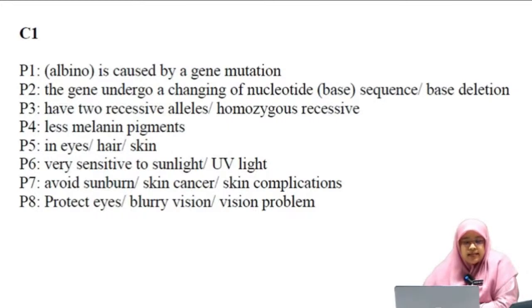P6, why must the albino wear long sleeves? Because the albino is very sensitive to sunlight and UV light. Why must they wear long sleeves? To avoid sunburn, skin cancer, or skin complications. And why must the albino wear protective sunglasses? To protect their eyes from blurry vision or other vision problems.